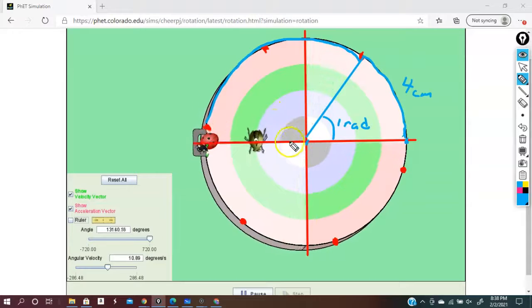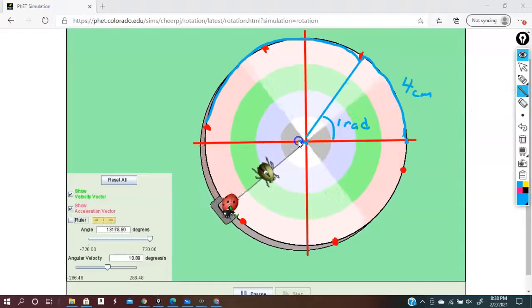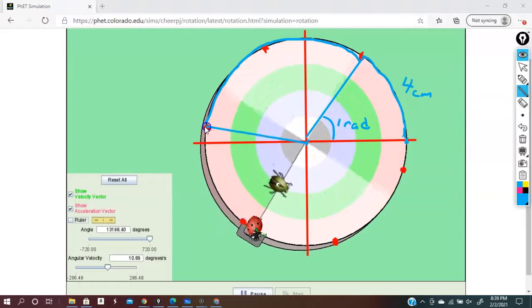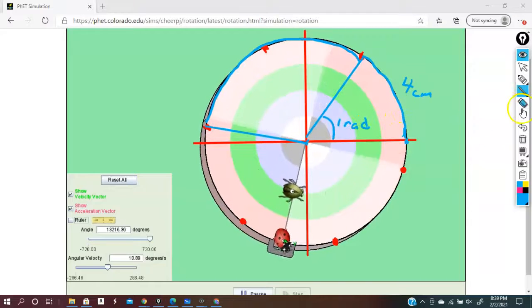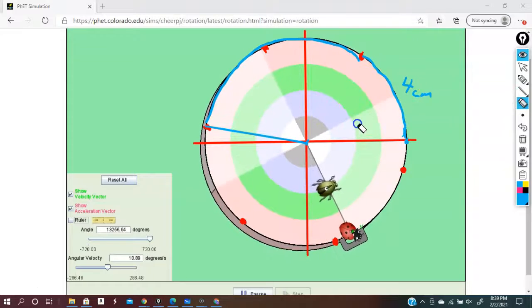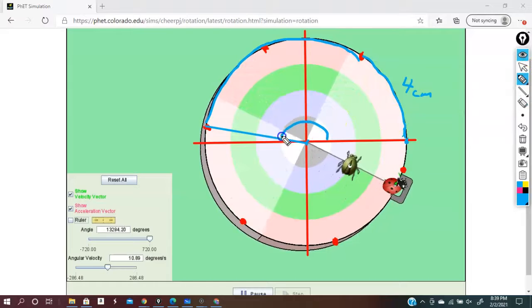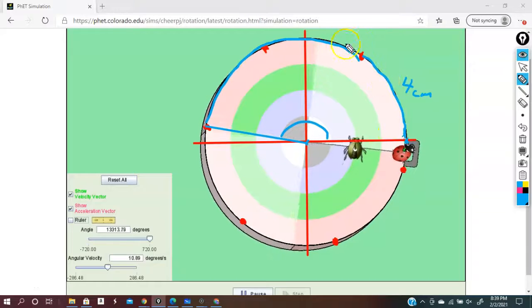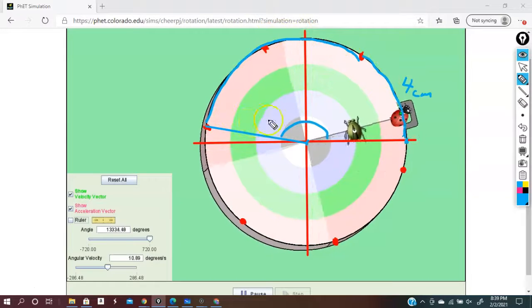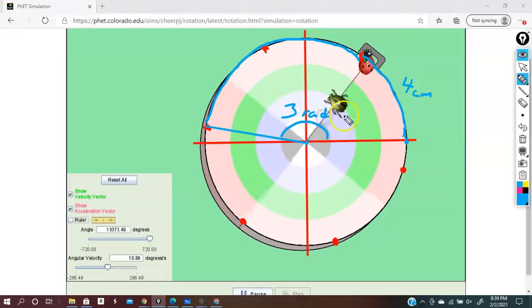3 radians. So my angle from where I started all the way over here to where I stopped, right here, is now 3 radians, because I followed that beetle along 3 whole radiuses around that circle. So this would be 3 radians.